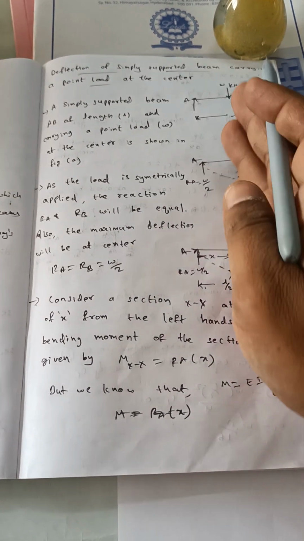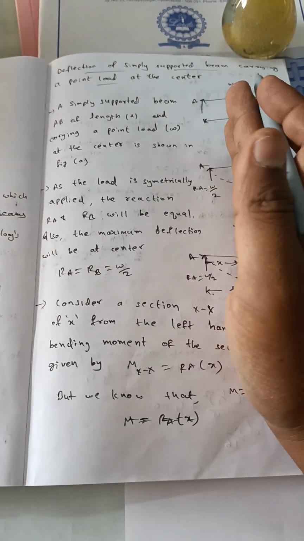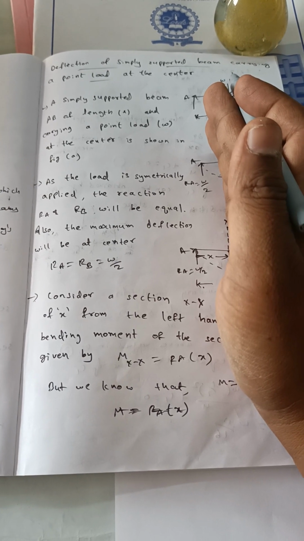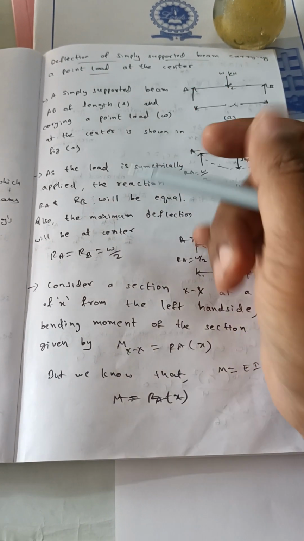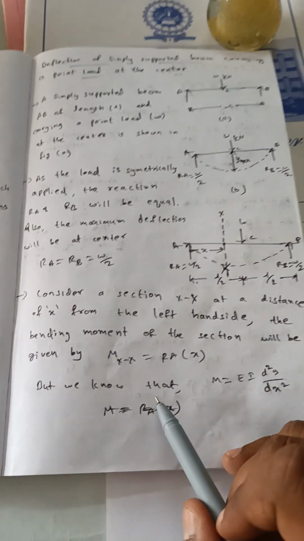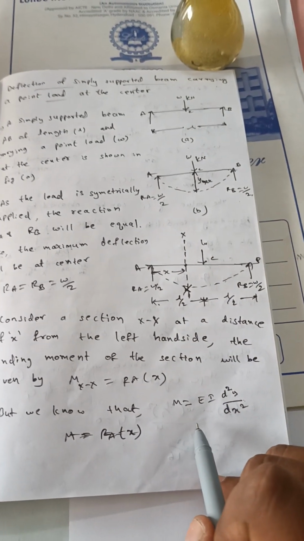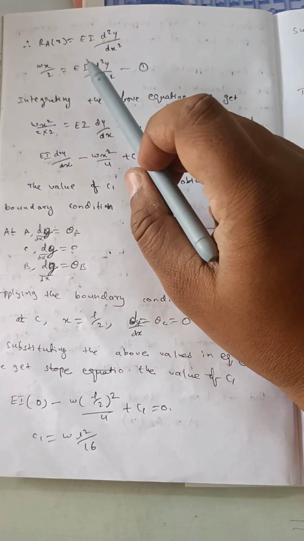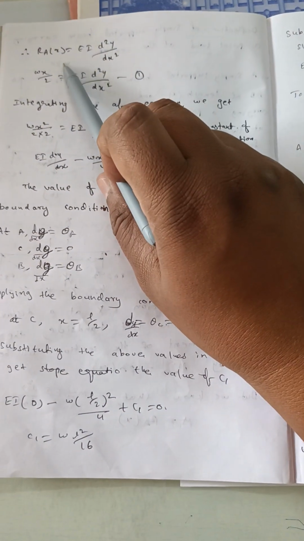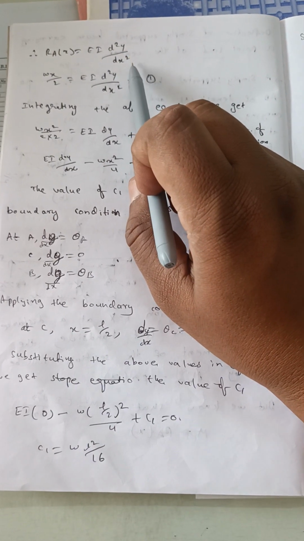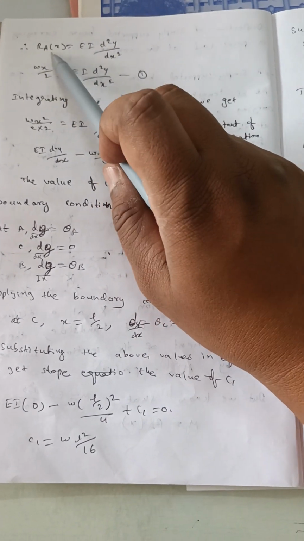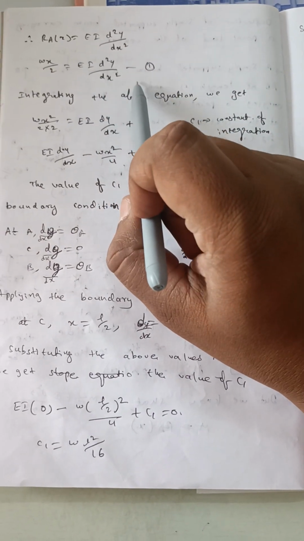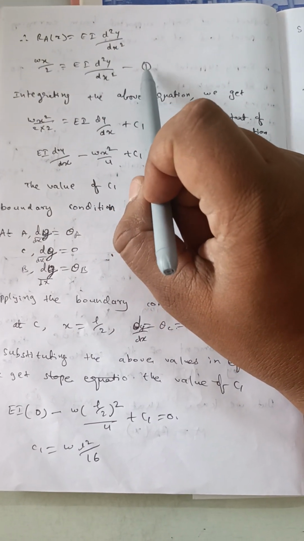If we forget the right side, we have force RA, so RA into x is the moment. So Mxx equals RA into x. But we know from the differential equation that M equals EI d square y by dx square. So we equate both of them. Therefore RA into x equals EI d square y by dx square. But we know that RA equals W by 2. So Wx by 2 equals EI d square y by dx square. Let it be equation 1.